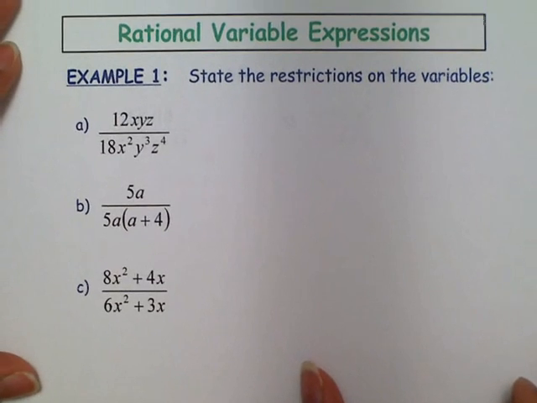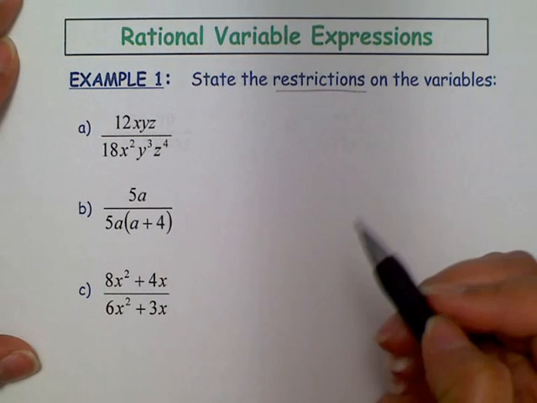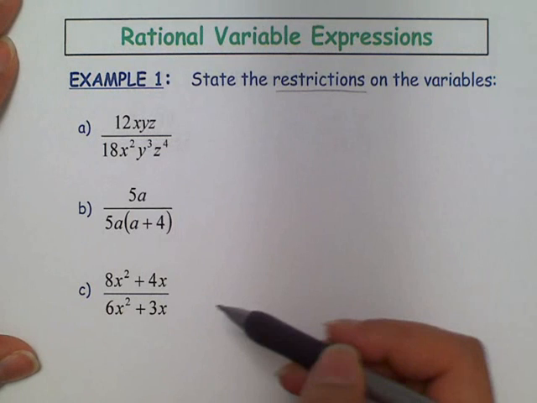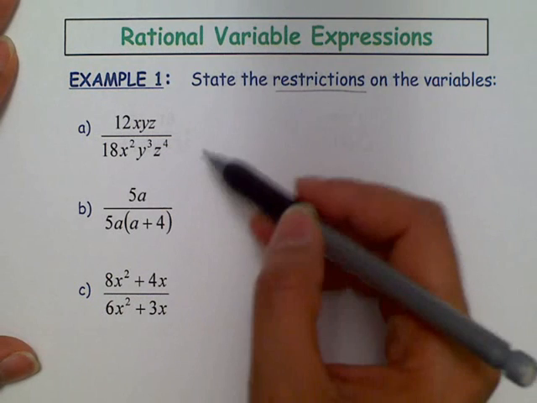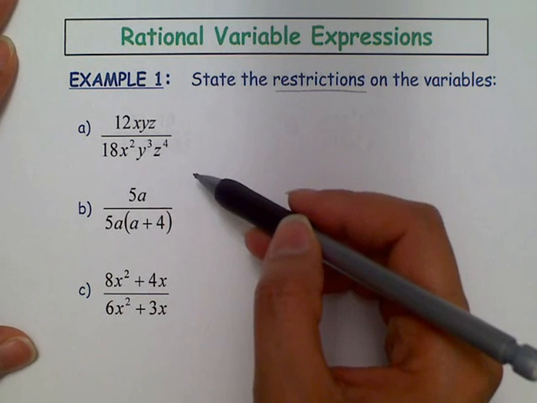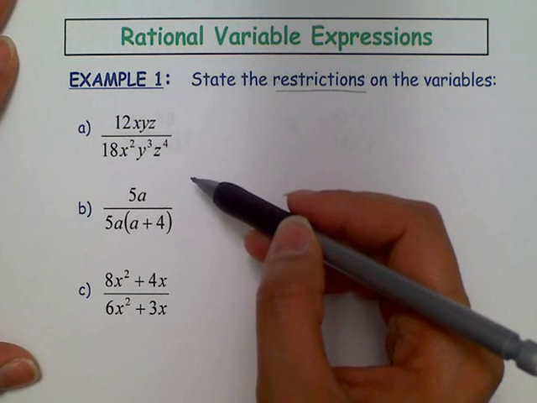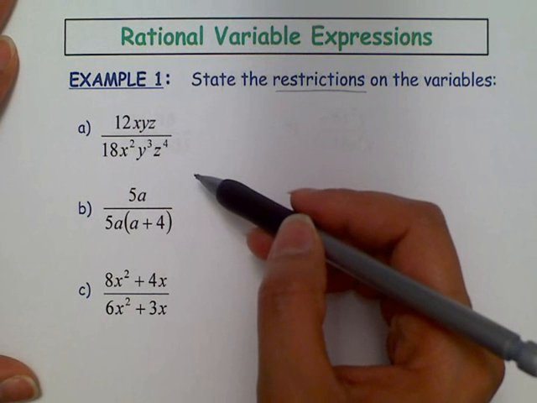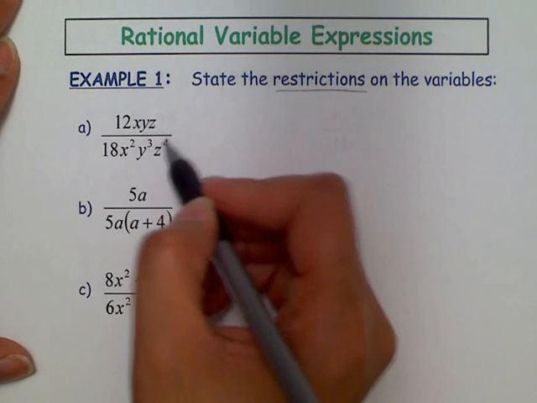Here's our first example. It asks us to state the restrictions on the variables. So when you are stating restrictions on the variables, the first thing you need is for the denominator to be in factored form. So if the denominator is in factored form, you should be able to state the restrictions right away. If the denominator is not in factored form, then you need to write it in factored form so that you can determine the values of x that will make the denominator equal to 0 or the expression undefined.